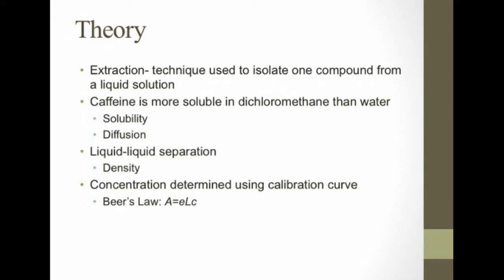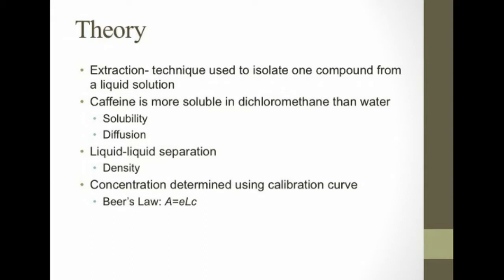The two liquid phases separate because of the differences in their densities. Water has a density of 1 gram per centimeter cubed, and dichloromethane has a density of 1.33 grams per centimeter cubed. Therefore, it will sink to the bottom and the aqueous phase will remain on top.